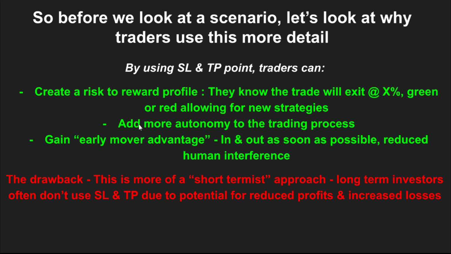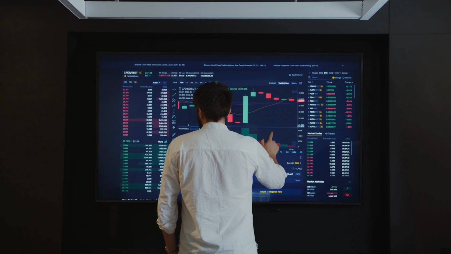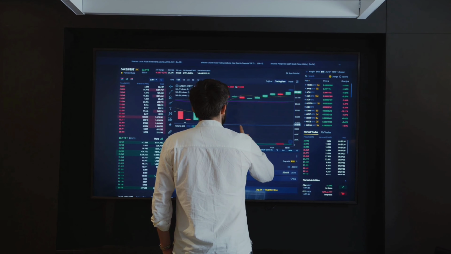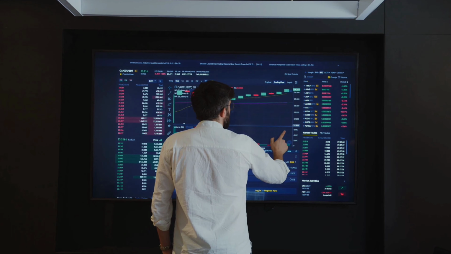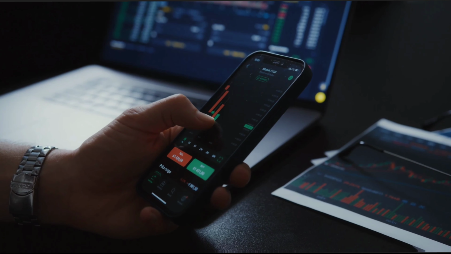It also helps to add more autonomy to the trading process, because I already know where I'm going to get in and get out. I can simply place a trade, set a stop loss, set a take profit, and if it goes down I will only lose so much confirmed, and if it goes up I will make so much confirmed. I know the points where I'll be in and out, and I can simply spend some other time doing something else, so it can make the process more autonomous.